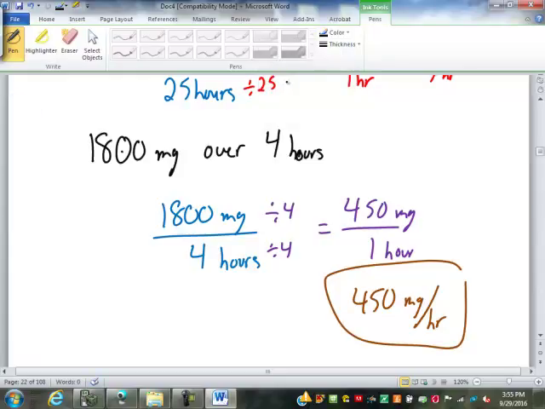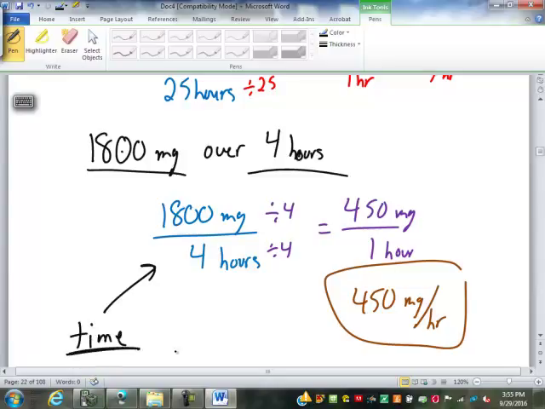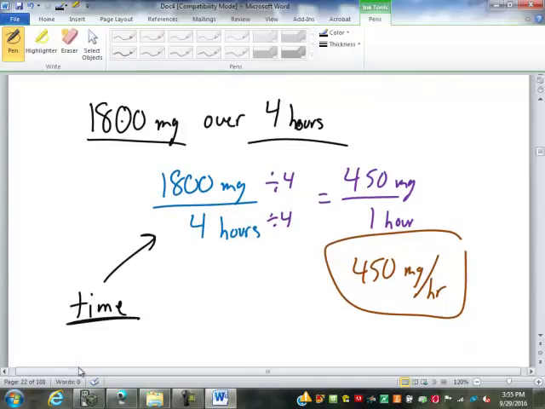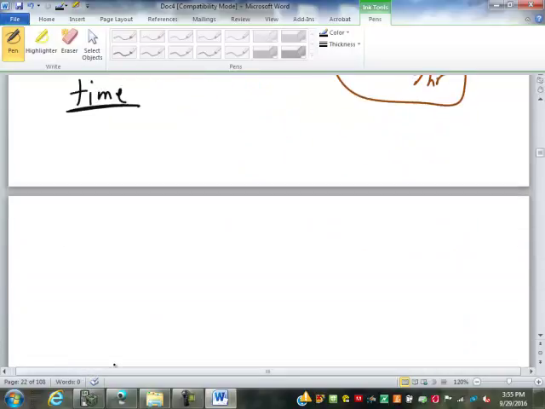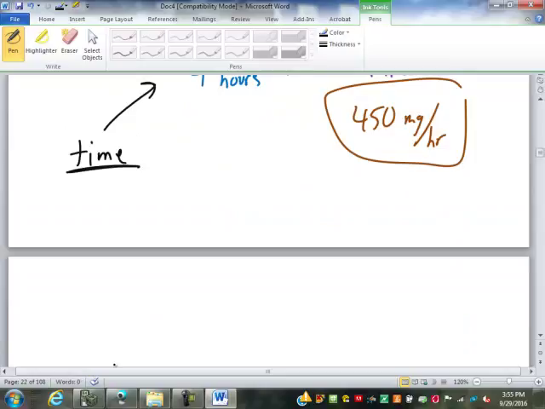Good question. How do you know which one goes on the bottom here? I gave the milligrams and hours. How do I know which one goes on bottom? Almost always, the bottom one's going to be a unit of time. If there is time, time's going to go on bottom. So what about the gallons per mile? Okay, miles per gallon, that's a tough one, right? Generally, you want the rate to be larger than 1. So in many cases, almost all cases, the larger number will go on top.